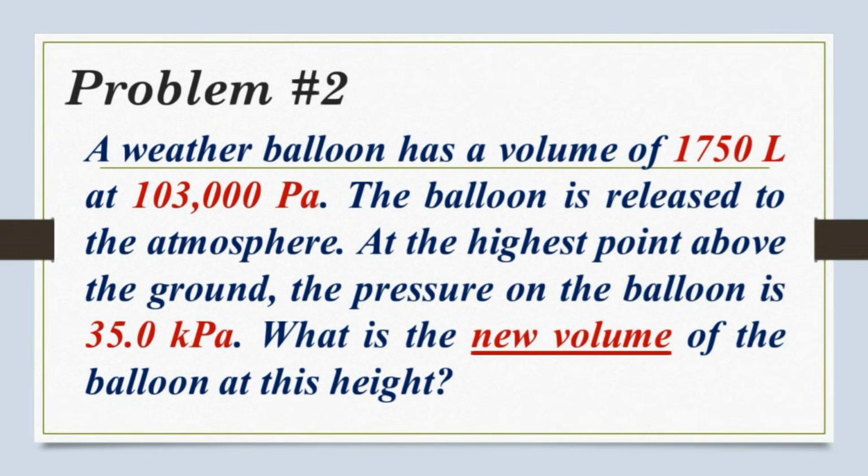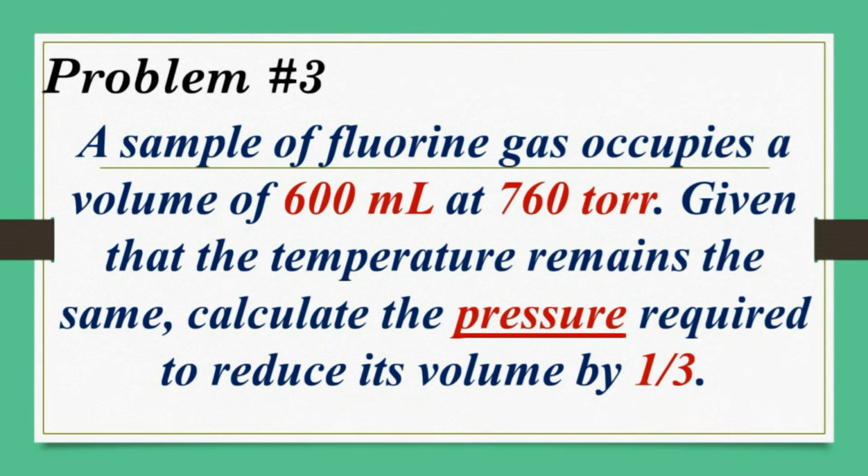Number 2. A weather balloon has a volume of 1,750 liters at 103,000 Pascal. The balloon is released to the atmosphere. At the highest point above the ground, the pressure on the balloon is 35.0 kilopascal. What is the new volume of the balloon at this height? And number 3. A sample of fluorine gas occupies a volume of 600 milliliters at 760 torr. Given that the temperature remains the same, calculate the pressure required to reduce its volume by 1/3.